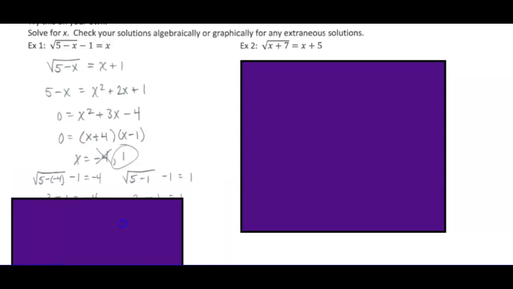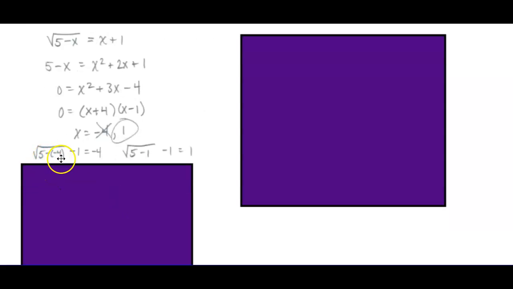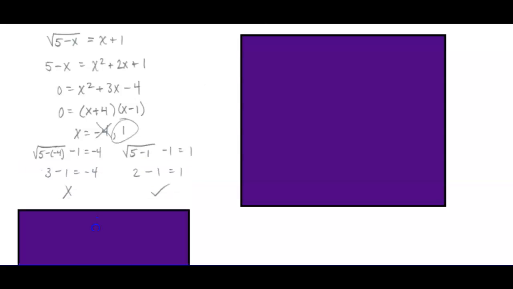Now I've got this crossed out because what you'll see here is I'm checking both. When I insert a negative 4, I get 9. Square root of 9 is 3. 3 minus 1 is 2, not negative 4. So that one did not work out. On the other side, though, when I insert x equals 1, then I get 4. So square root of 4 is 2. 2 minus 1 is, in fact, 1. So it worked for one. It did not work for the other. So I'm going to go back to my solution set and cross out the one that did not check out. Negative 4 is considered extraneous, so there's only one true answer to this equation.